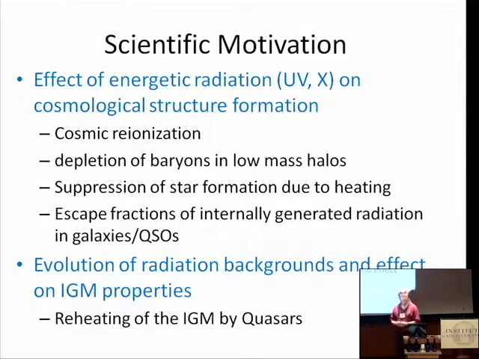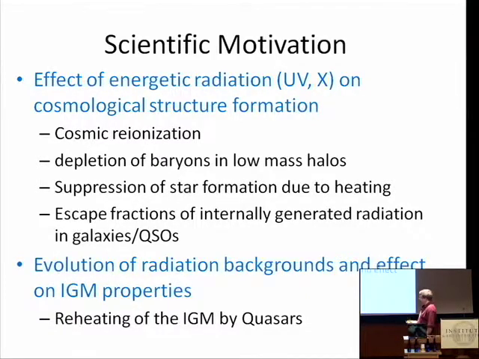Okay, so let's turn to scientific motivation. I'm interested in the effect of energetic radiation, i.e. UV and X-ray radiation, on cosmological structure formation. And we think about cosmic reionization, which occurs at a redshift of about 7 or 8, which changes the intergalactic medium from neutral to essentially fully ionized. This radiation background then bathes all of the halos in the universe, and you could have the depletion of baryons in low-mass halos. Because of this, that can suppress star formation due to the heating of the gas or ionization.